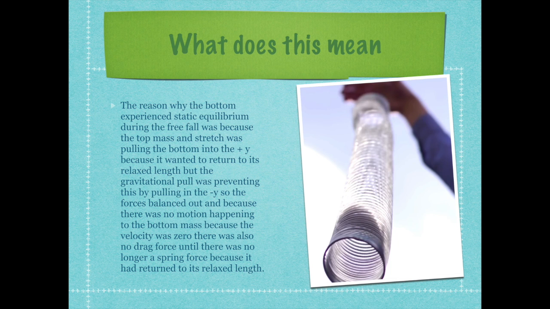Okay, so what does this mean? The reason why the bottom experienced static equilibrium during the free fall was because the top mass and stretch was pulling the bottom in the positive y direction because it wanted to return to its relaxed length, but the gravitational pull was preventing this by pulling in the negative y. So the forces balanced out, and because there was no motion happening to the bottom mass, the velocity was 0, there was also no drag force until there was no longer a spring force because it had returned to its relaxed length. All of that is saying that the F net in static equilibrium equals 0, and once the top came down and changed that F net, it began to move.